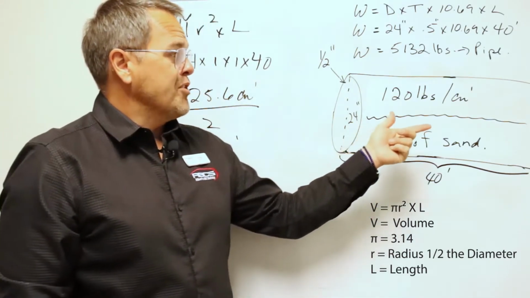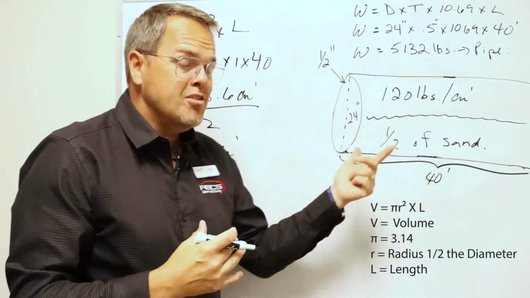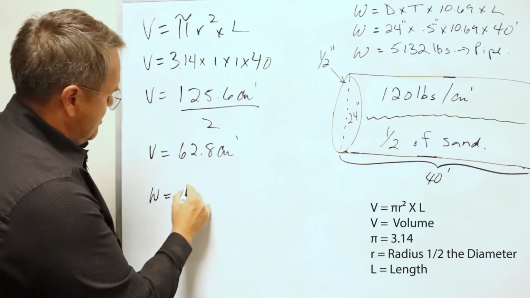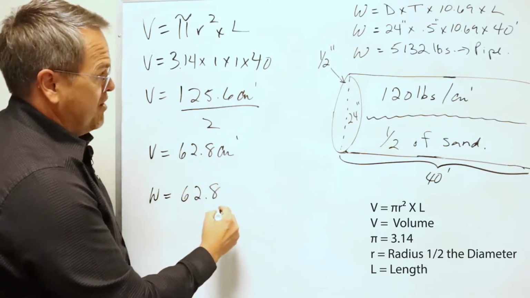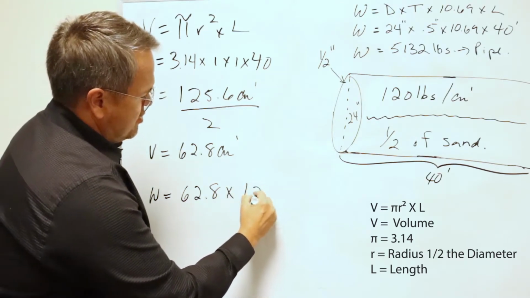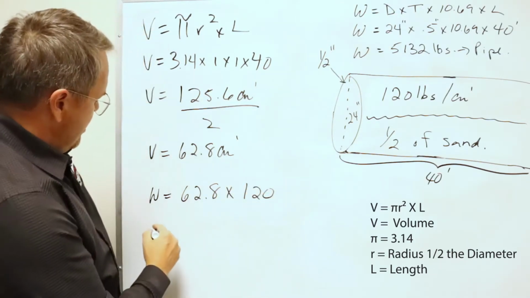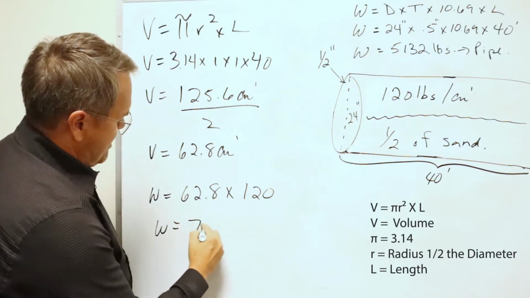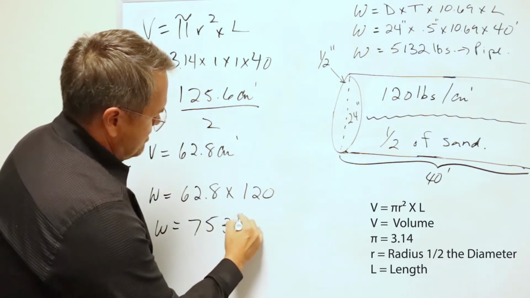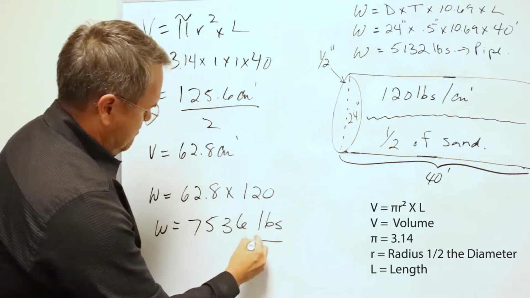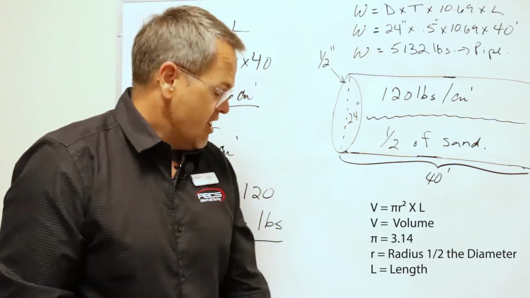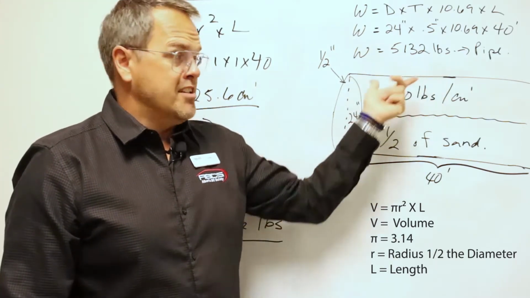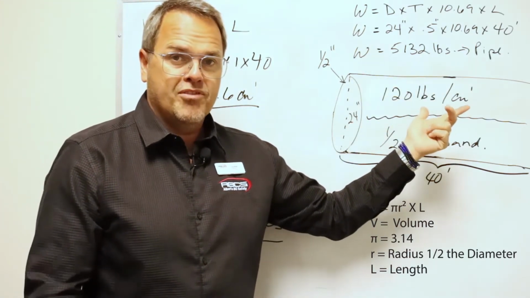We know how many cubic feet of sand we have in that pipe, and we know what sand weighs per cubic foot, so we multiply those two values together. The weight of sand equals the 62.8 cubic feet times the 120 pounds per cubic foot, and you end up with 7,536 pounds. It's pretty heavy. So you take that value now, and you add it to the value that came up for just the pipe itself, and you end up with the total.